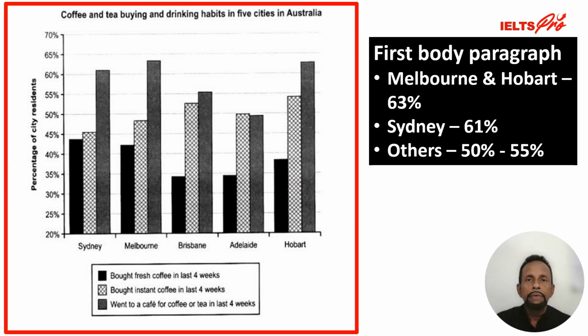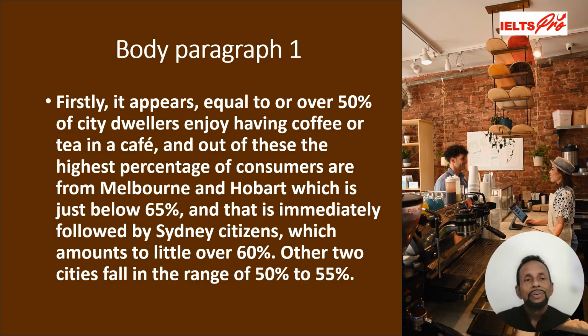For the first body paragraph, among those who prefer to go to a cafe, Melbourne and Hobart are at the top, and they are equal to around 63%. But Sydney is also immediately followed by reaching 61% approximately. Even the other two cities are in the range of 50% to 55%. Now, accordingly, you can pause the video and write your first body paragraph. Well done. Your achievement is great.